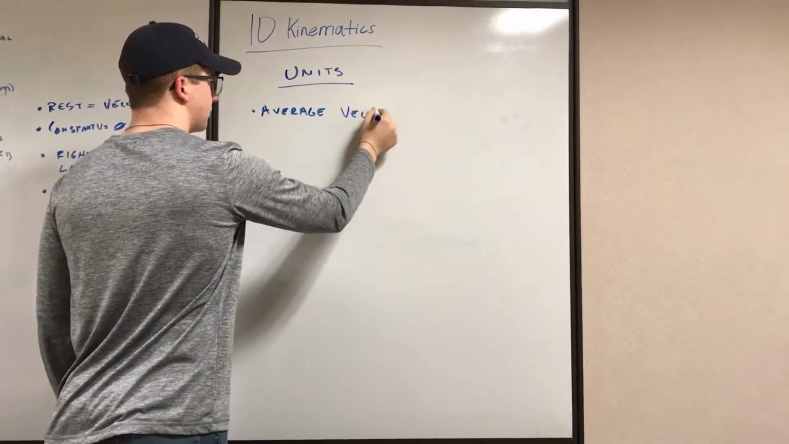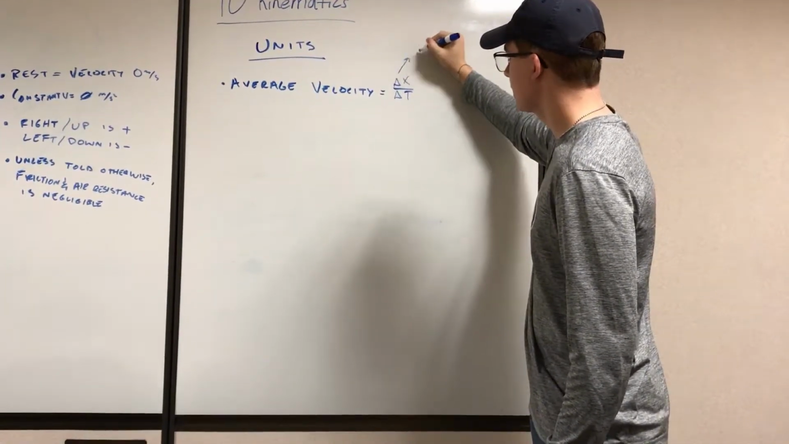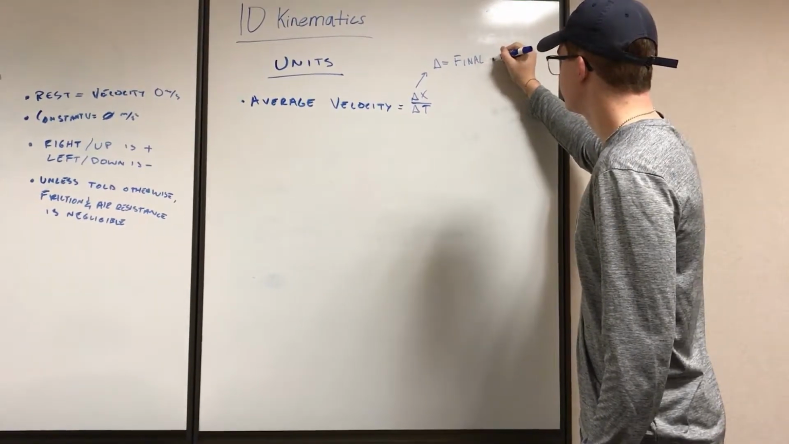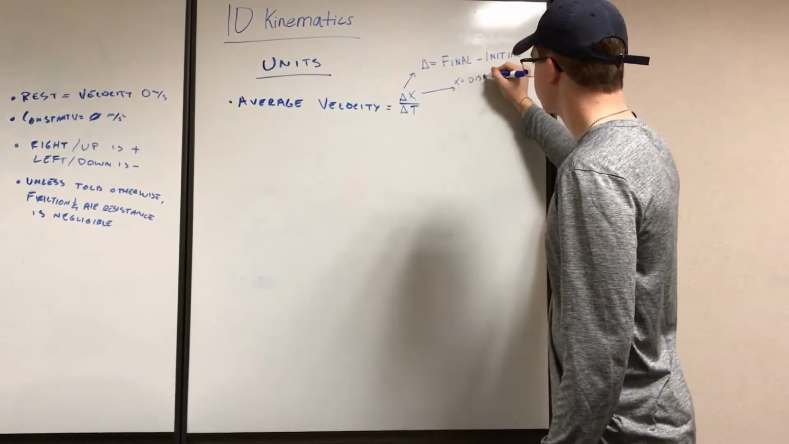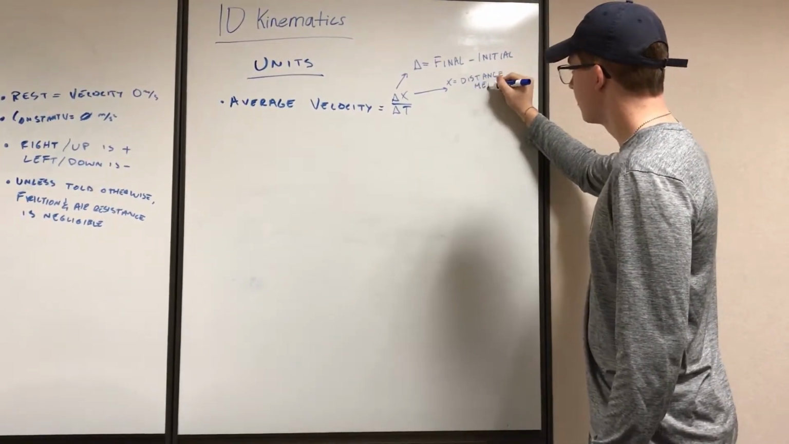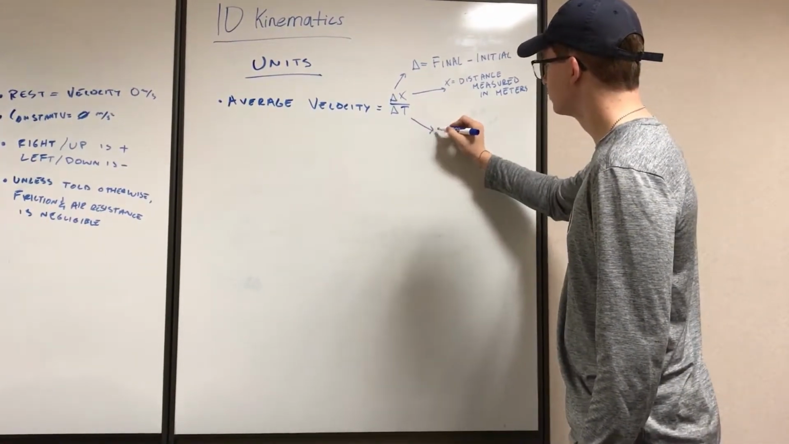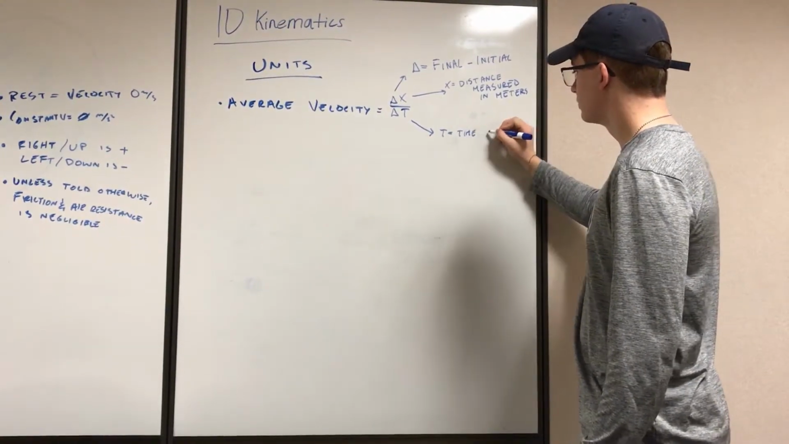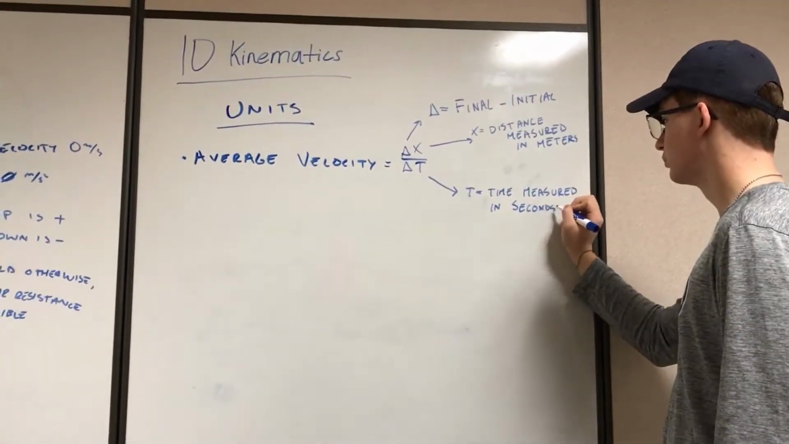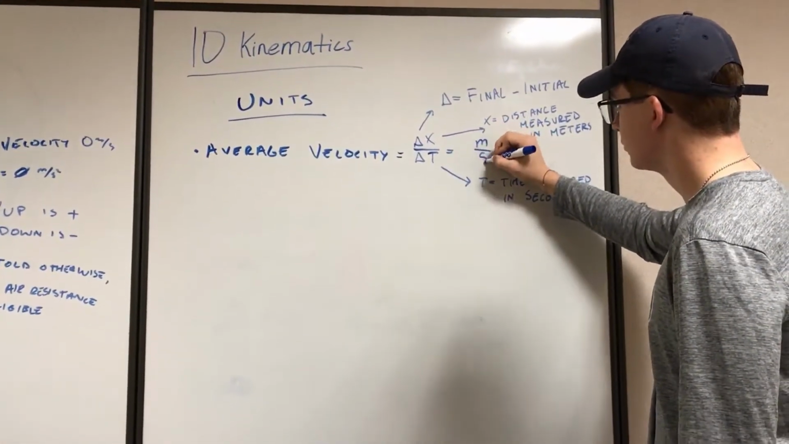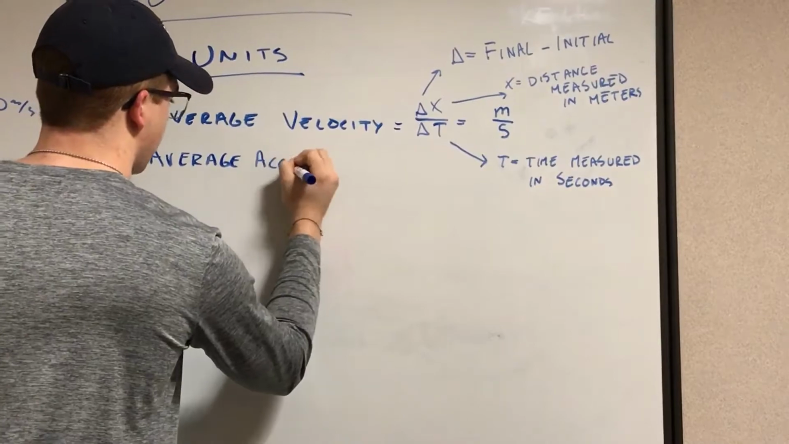So next we'll be discussing the units you'll be using for average velocity. The equation for average velocity again is the change in displacement over change in time, and that triangle is going to mean final minus initial. And then x represents the displacement, which is always going to be measured in meters, represented by m. And then the t stands for time, which is measured in seconds. So that's going to give you meters over seconds. So that's the units for velocity.